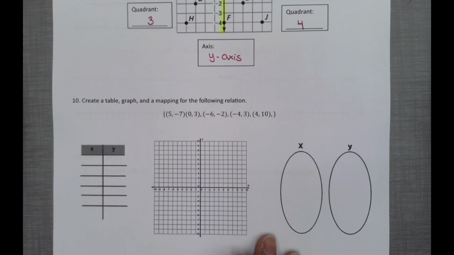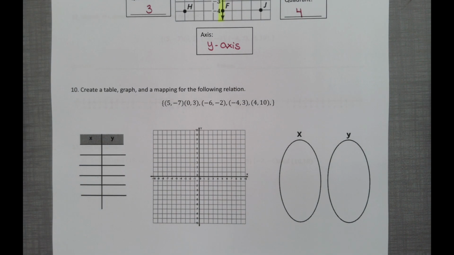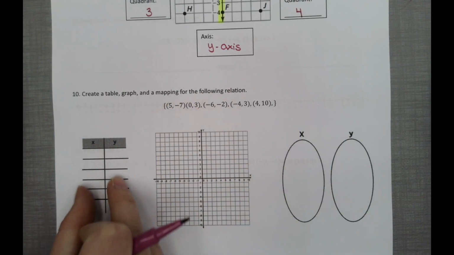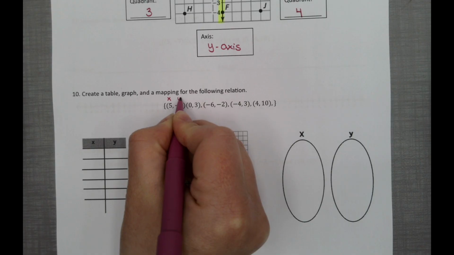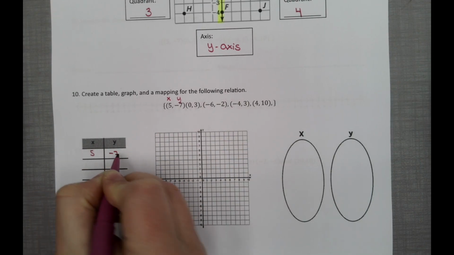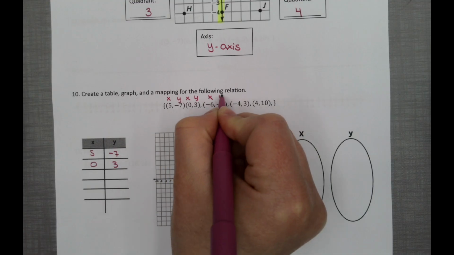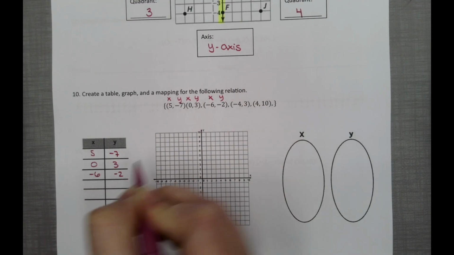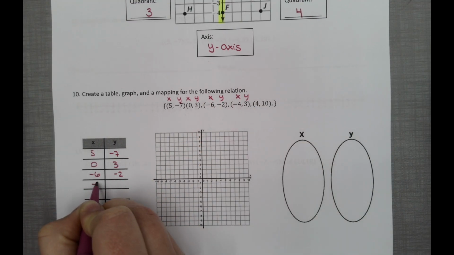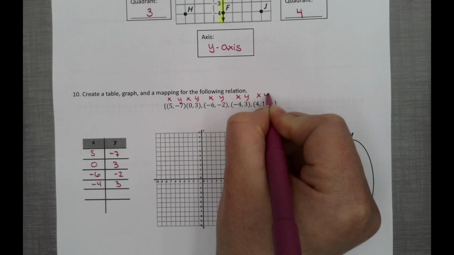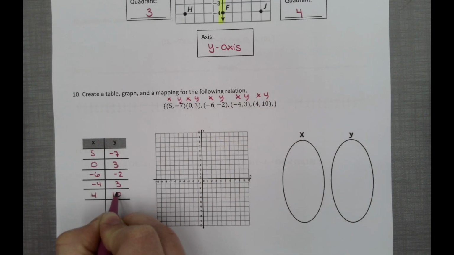Okay, moving on to question number 10. This is create a mapping, graph, and a table. So for a table, you're going to copy and paste each one. Each one of these points has x and y values, and you're going to copy and paste each one. So 0, 3, -6, -2, -4, 3, 4, and 10.